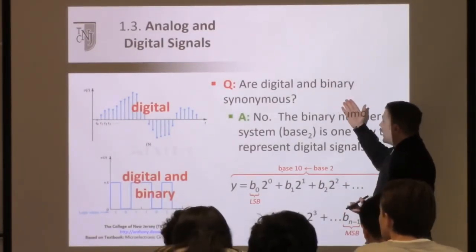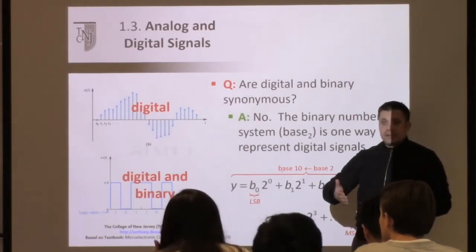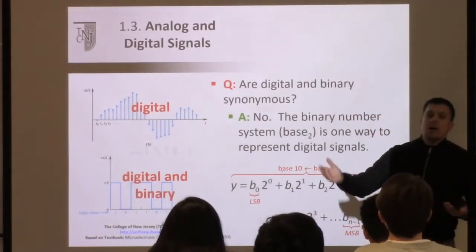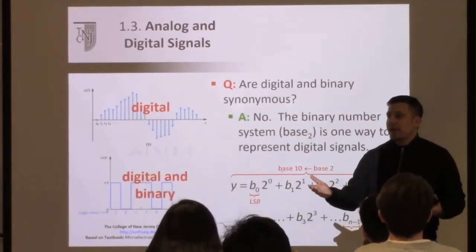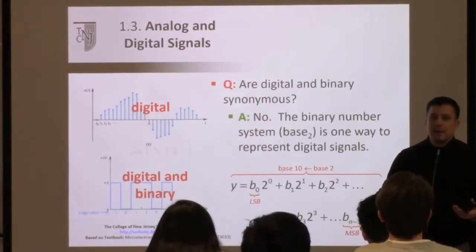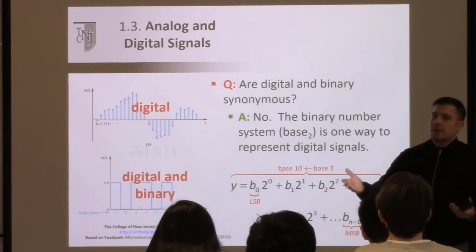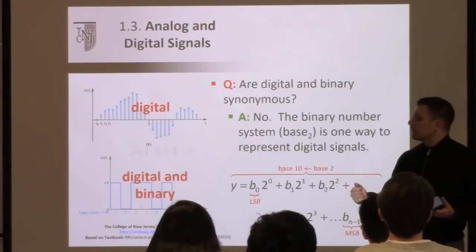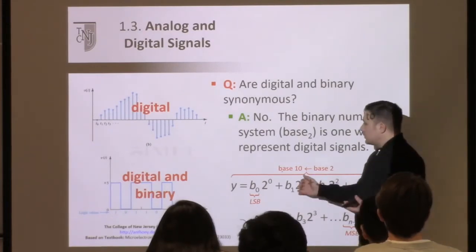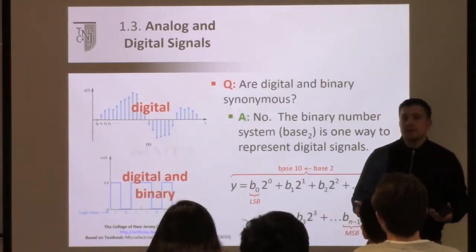So digital and binary are not necessarily synonymous. They largely are in practical terms, okay? If someone asked me, is a digital signal binary, I'd probably say yes because I understand what it is that they're trying to say, but the words don't necessarily mean the same thing. Now, how do we go from base 2 to base 10? I'm not going to spend a lot of time on this.